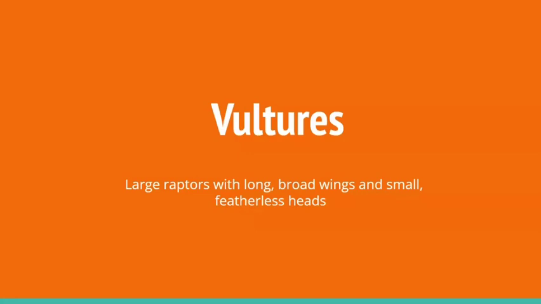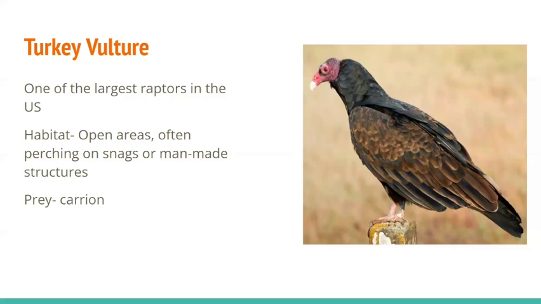So of course, next up, it's only fitting that we have our vultures. So these are large raptors with long, broad wings, yet small, featherless heads. So first is our turkey vulture. They are one of the largest raptors in the US, though they are smaller than our eagle species. Their habitat is typically open areas, and they will often be seen perching on snags, so large dead trees, or man-made structures. They pretty much only eat dead things.